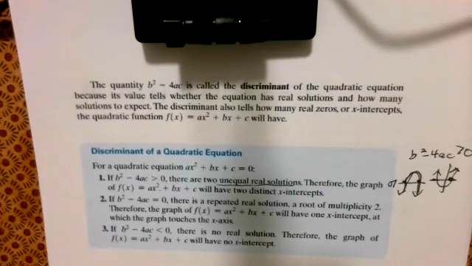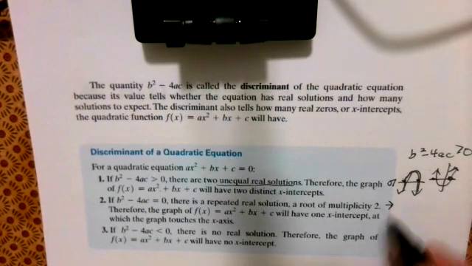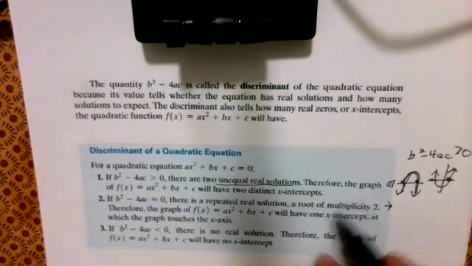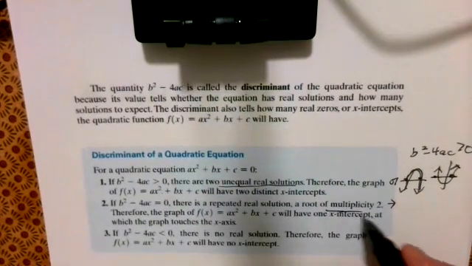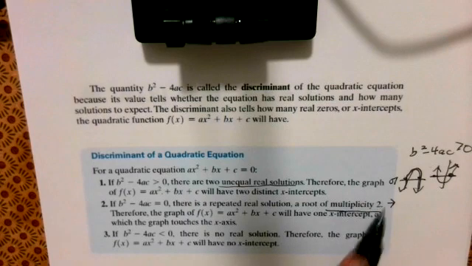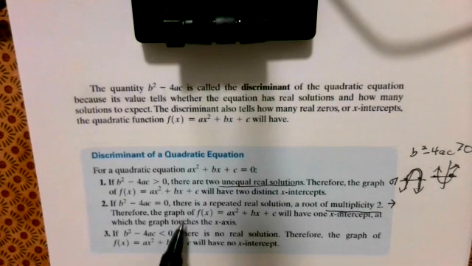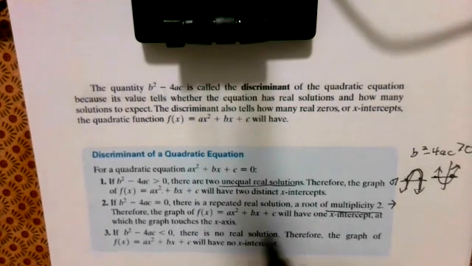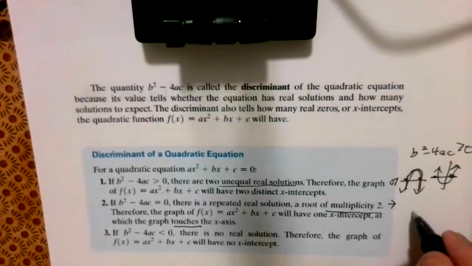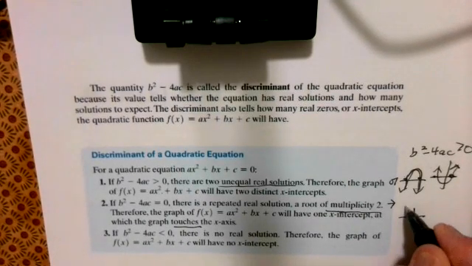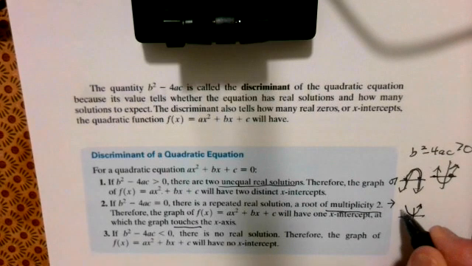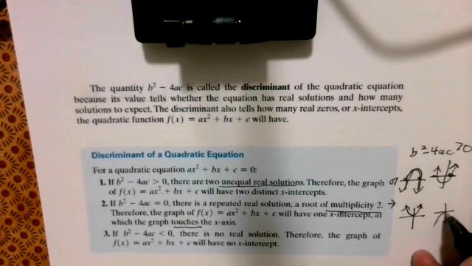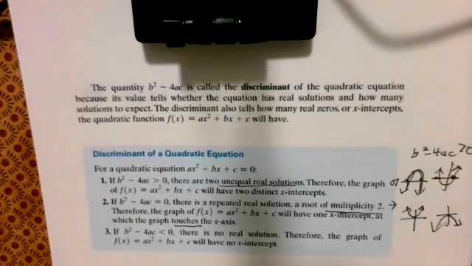Now, if it's equal to 0, then there's a repeated real solution, a root of multiplicity 2. They talk about stuff before they actually explain what it is. We're going to see what multiplicity 2 is later on, coming up soon. Therefore, the graph of the function will have one x-intercept at which the graph touches and does not cross. So it'll look like this. It'll touch there, or it could be shifted, or it could be going upside down.